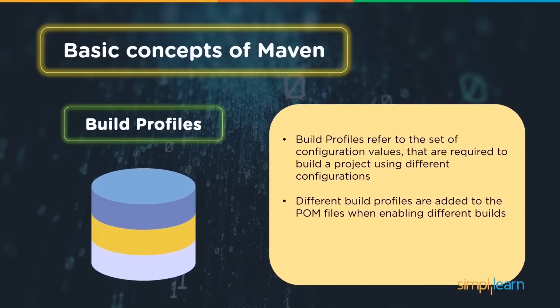Then different build profiles are added to the POM files, which enables different builds as such. So depending on these profiles, we can decide how we need to proceed with the build process and how the different kinds of build automations need to be performed. A build profile helps in customizing the build for different environments, so that also we can perform while working on the different components and the different management here.